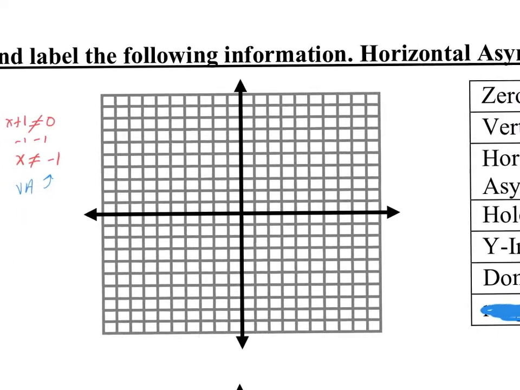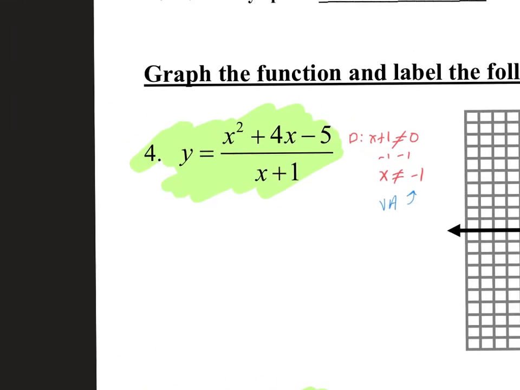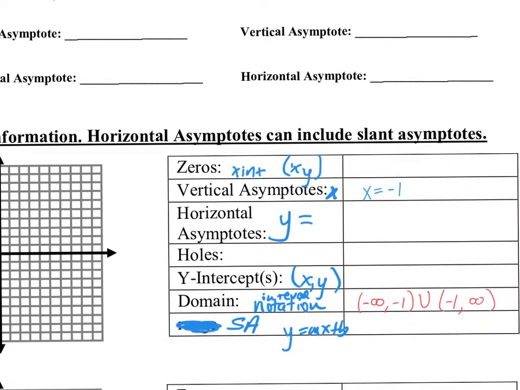All right, horizontal asymptotes. For a horizontal asymptote, I compare the degrees of the numerator and the denominator. So it's 2 and 1. 2 is greater than 1. What's my horizontal asymptote? Not 0. There's not one. We would say none. It'd be 0 if the denominator was greater. Correct. So for horizontal asymptotes, you would write none.